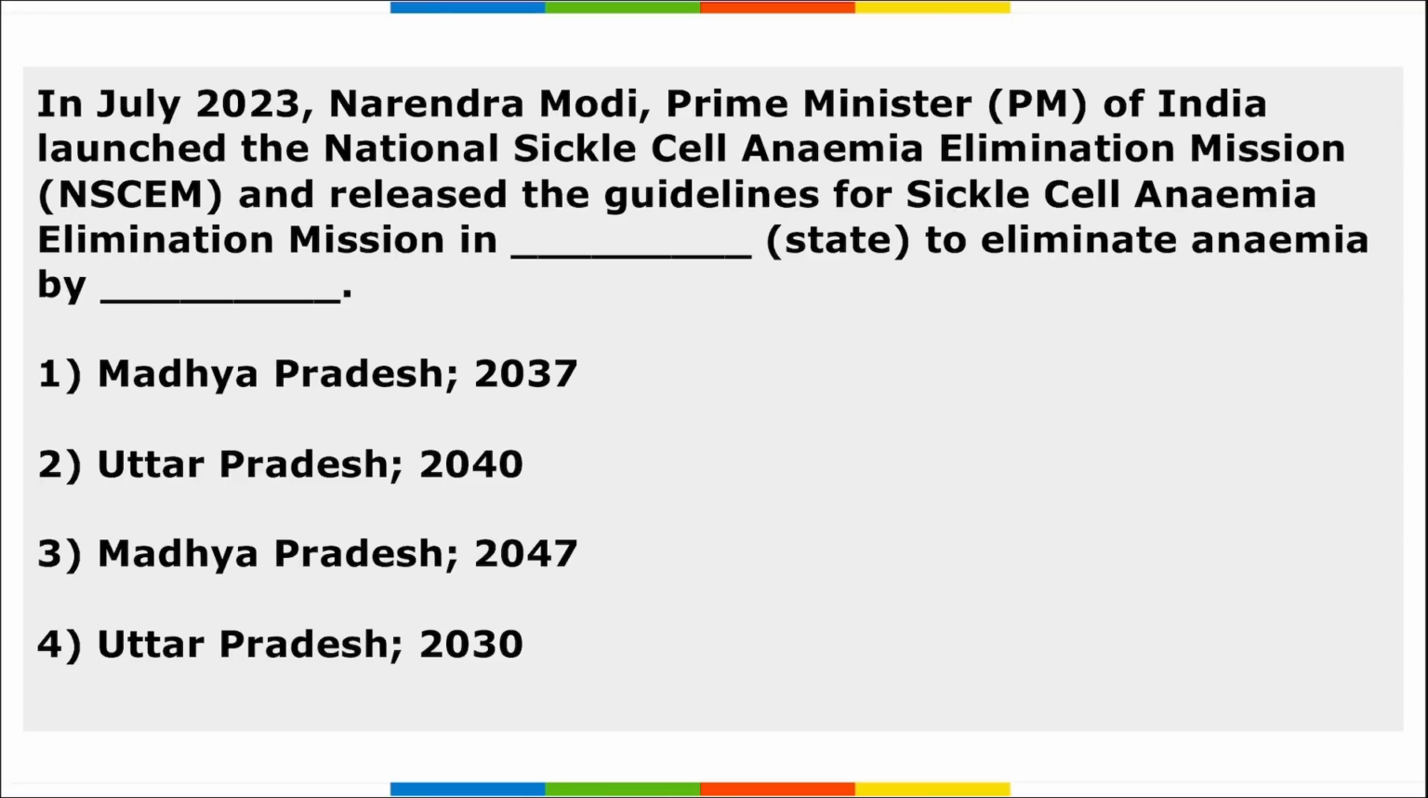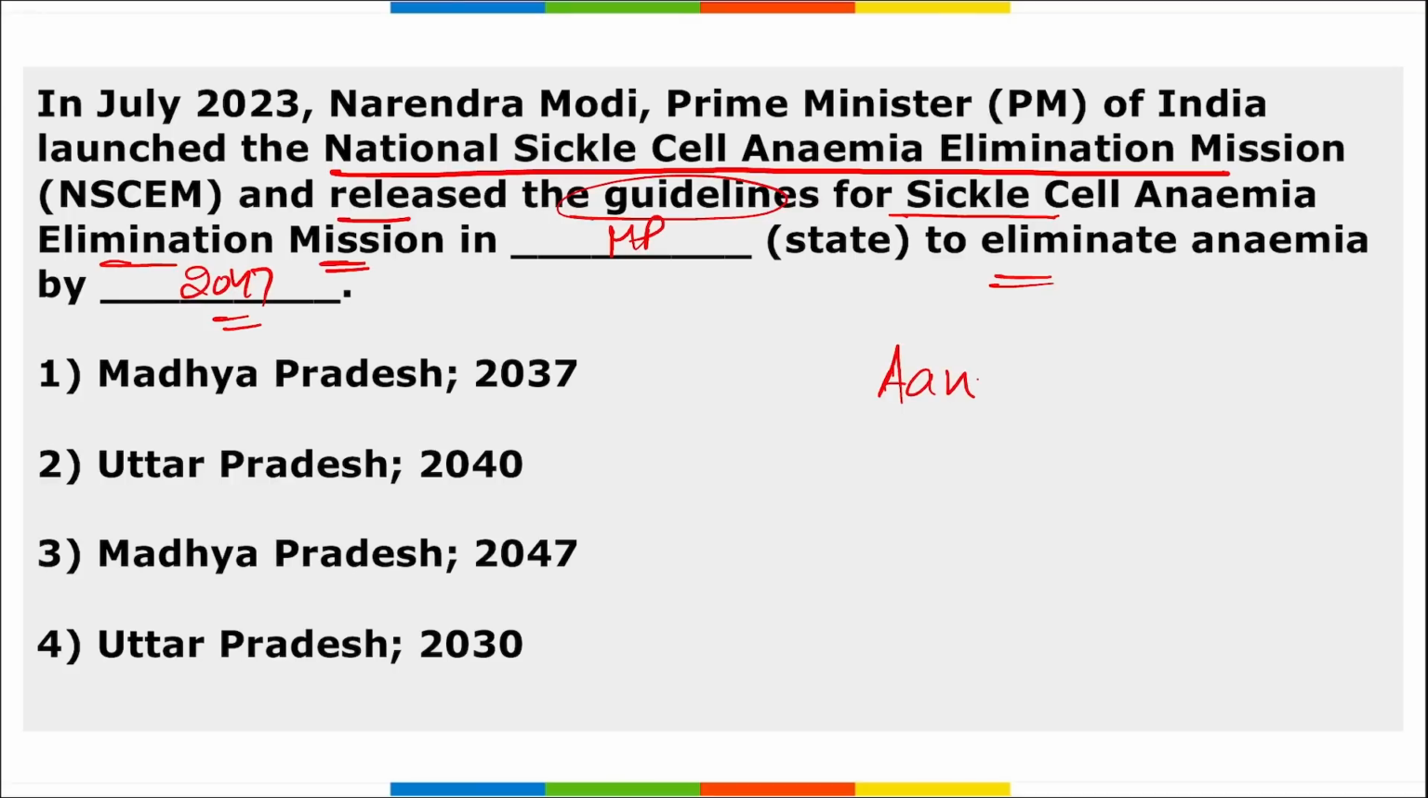Next, Narendra Modi, Prime Minister of India, launched the National Sickle Cell Anemia Elimination Mission and released the guidelines for it in Madhya Pradesh, to eliminate sickle cell anemia by 2047 from India. This anemia is caused due to the deficiency of which mineral or vitamin? It is caused due to the deficiency of iron, right?